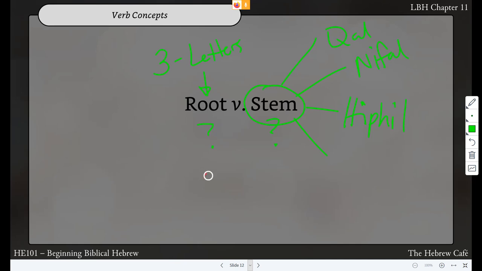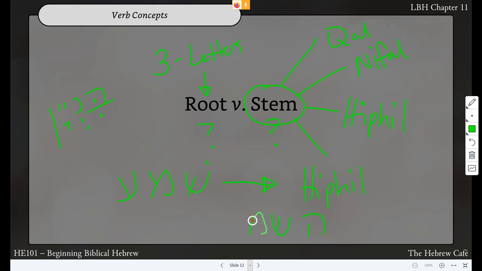So if we have shama as our example, he heard. This is the root. Okay, shama. We can put shama in a different stem. We can put it in the hifil stem. This is what we call binyan in Hebrew. Stem is binyan. Binyan. Okay, so you can put it in the hifil stem and it becomes hishmia.